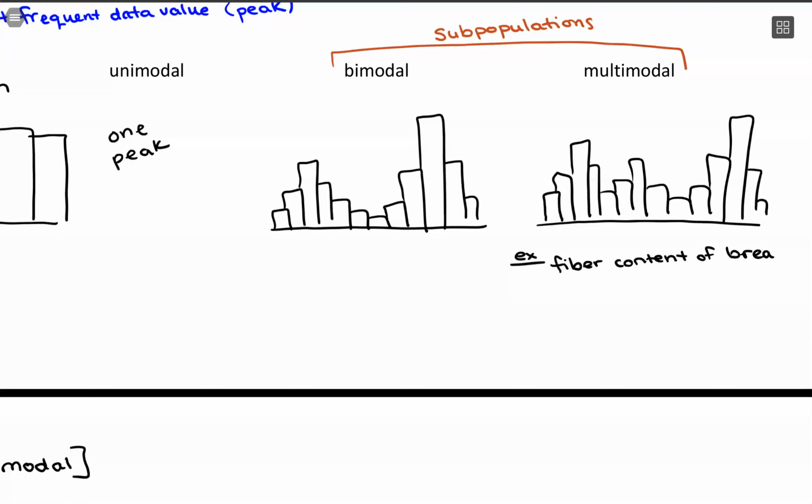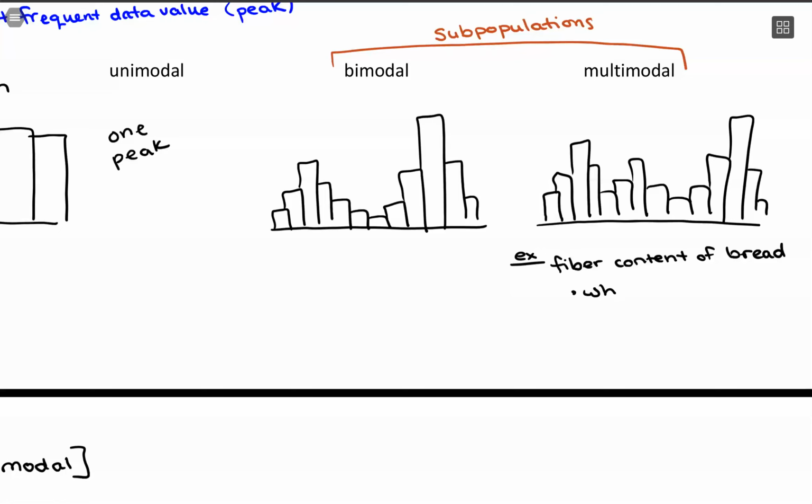So you would go to the store, grab some random loaves of bread, and look at how many grams of fiber per serving for the different breads. What we might see if you collect all of that data is something like this. And it's because there are these subpopulations based on type of bread.